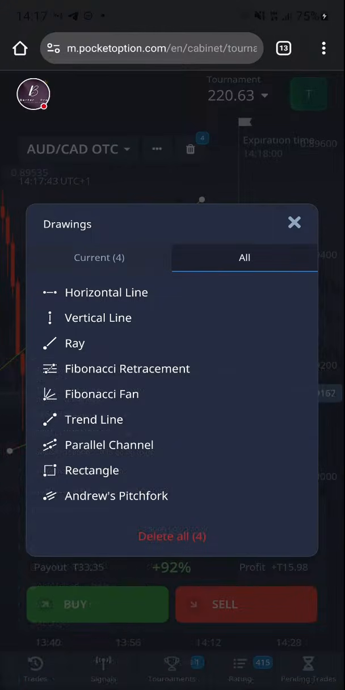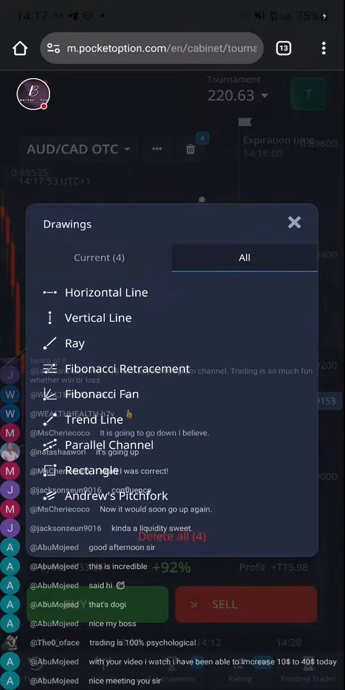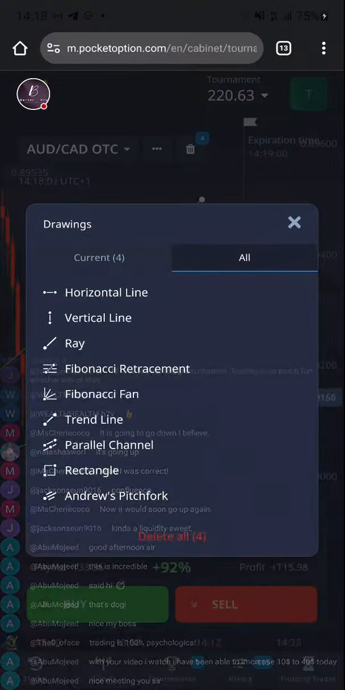Wow. Wait, please send the message again. I couldn't read the last part. You said you've been able to increase something. Please resend the message. I would like to read it. Go ahead, please. Okay. Wow, you'll be able to increase your balance from $10 to $40 today.